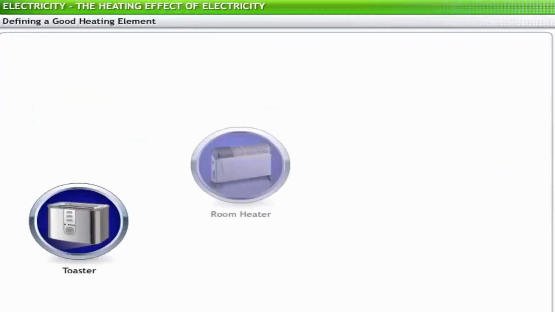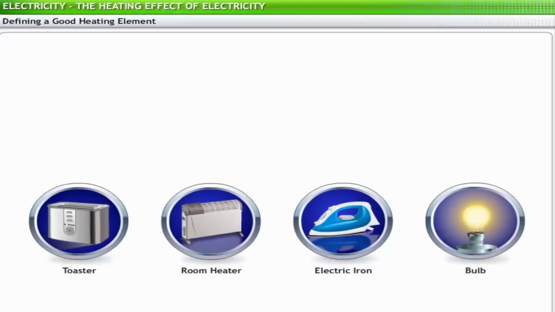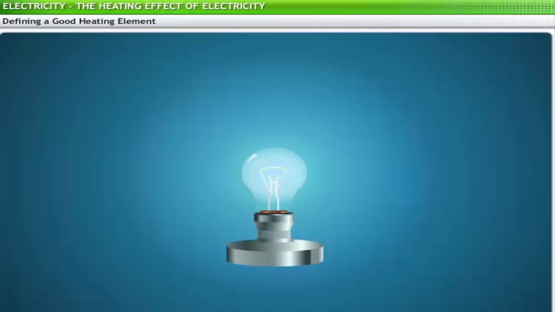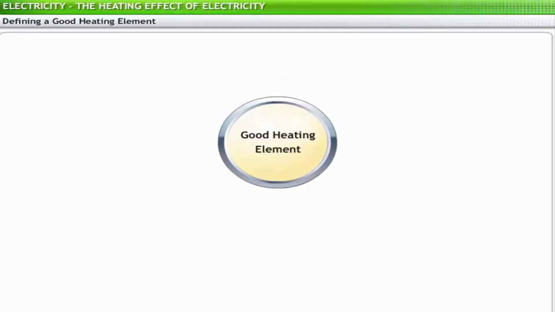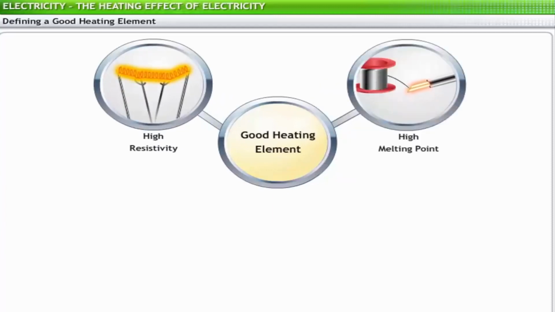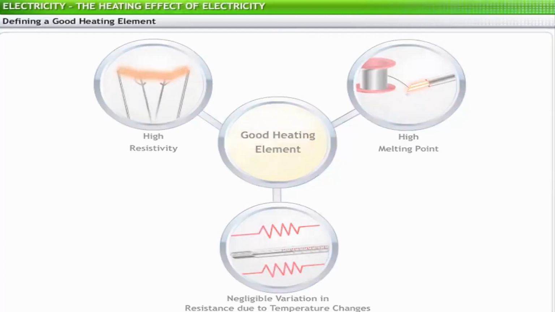Metallic conductors used in electrical heating appliances to convert electrical energy into heat are called heating elements. For example, the filament in a bulb is a heating element. A good heating element should have high resistivity so that it gets heated quickly, high melting point to enable it to withstand high temperature, negligible variation in resistance due to temperature changes.